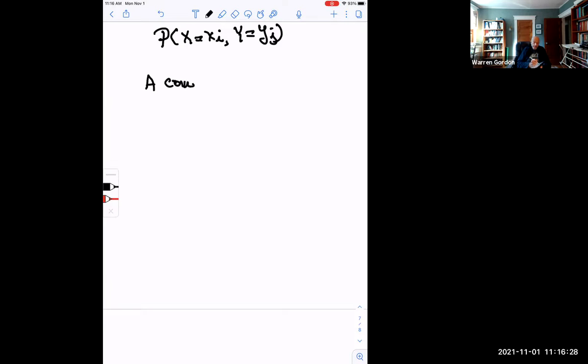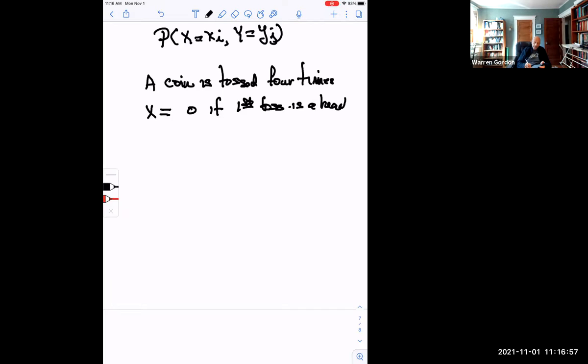A coin is tossed 4 times. And I'll define the random variable x to be 0 if the first toss is a head. And I'll define it to be 1 if it's a tail.